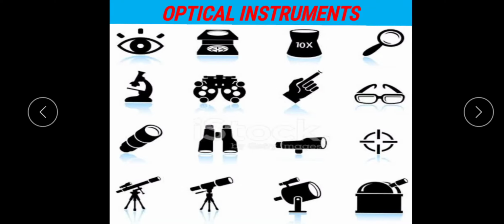Some of the optical instruments are given here. It may be a simple microscope or a magnifying lens, a compound microscope, a simple lens, the eye lens, and spectacles, torch lenses, telescopes. These are some examples of optical instruments.